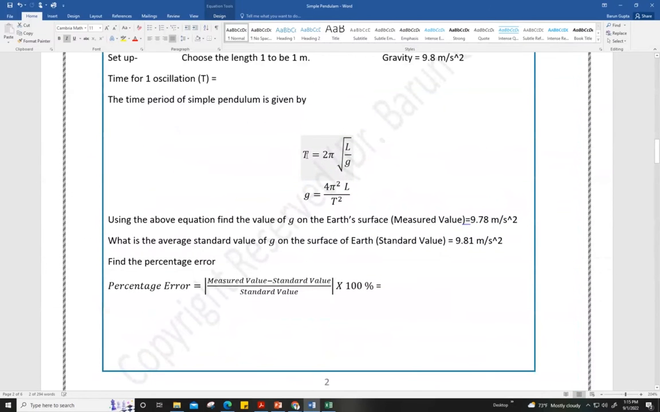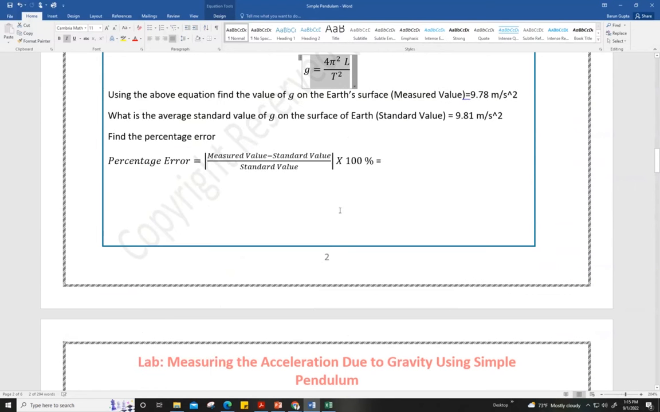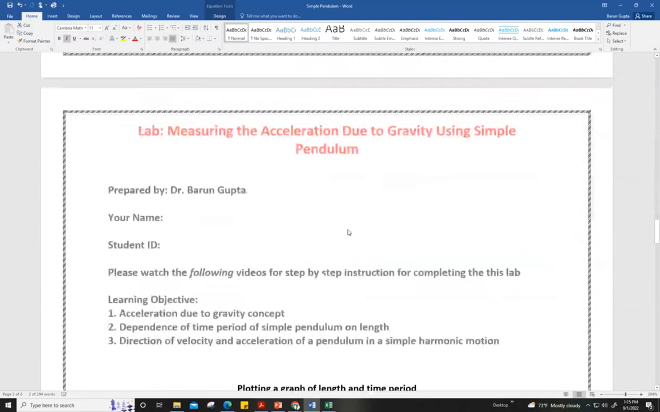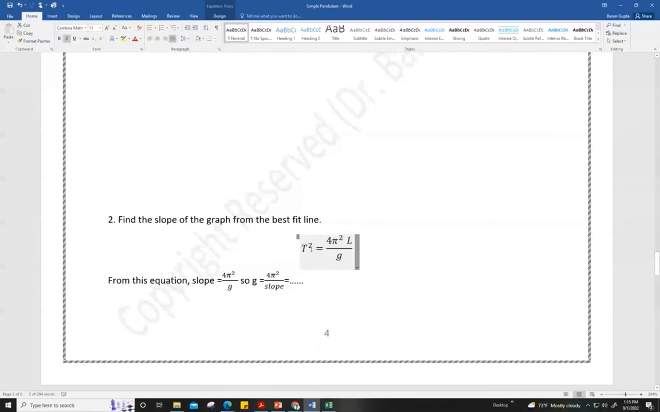This equation shows how the period of a simple pendulum changes with its length. If you solve for g, you get this equation, and if you solve for T, you get this equation. Now if I look at T squared versus L, then my slope would be 4 pi squared over g. So that is my slope here. Now if I solve for g, I get 4 pi squared over slope.